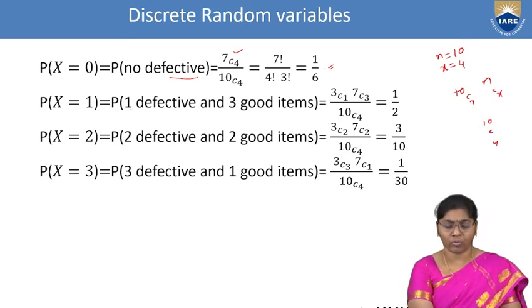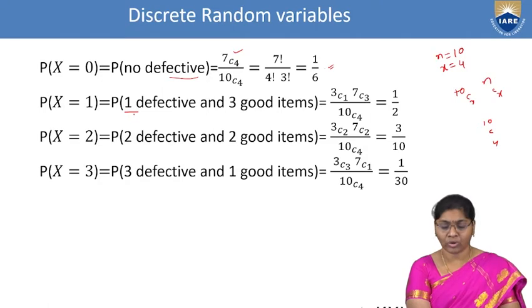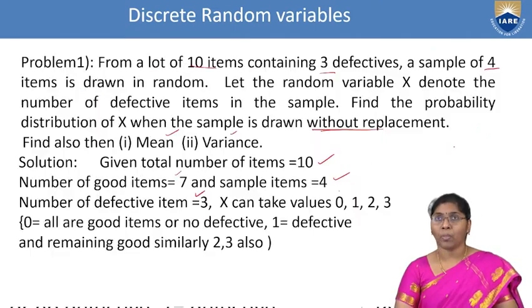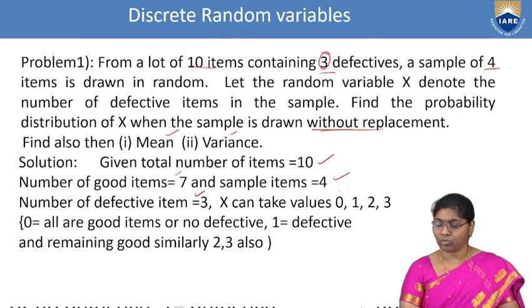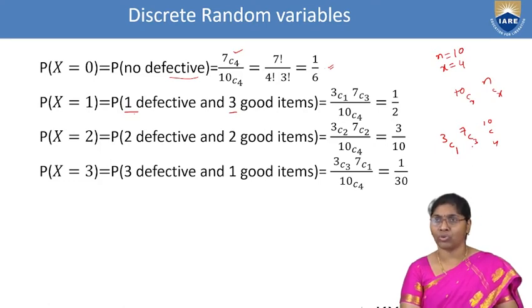The next one is x equal to 1. Only 1 item is defective and the remaining 3 items are good. Out of 3 defectives, we choose 1. Out of 7 good items, we choose 3.